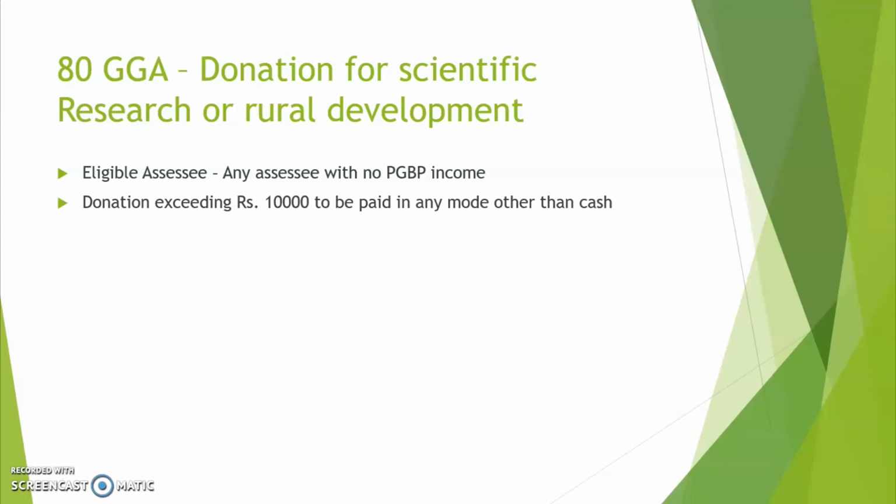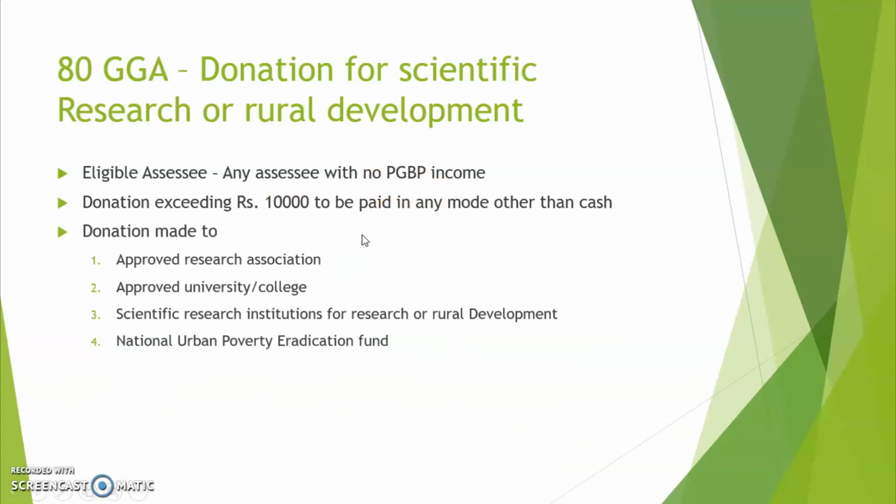Pretty clear. So if an assessee makes a donation of rupees 12,000 and if he or she has made that in cash, the assessee will not be able to take that deduction. So pretty simple. That's the only condition that is there for this section. Now let's check the parties to whom we can actually make the donation in order to claim the deduction under section 80GGA. So let's check who those parties are.